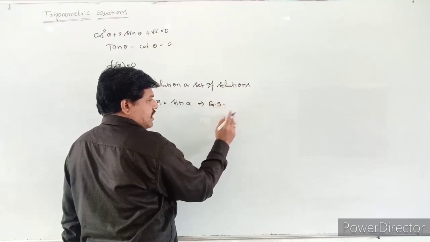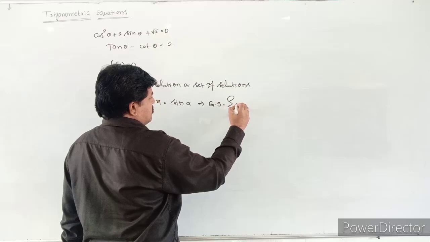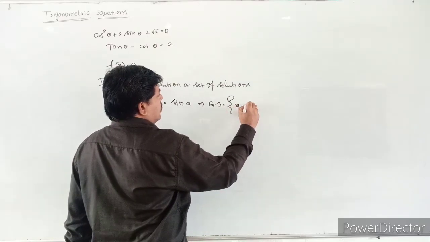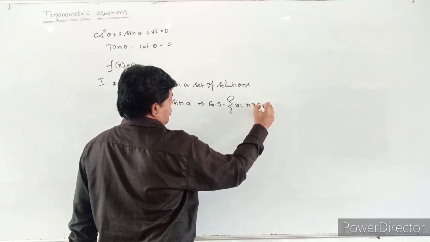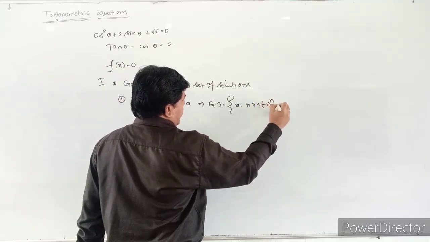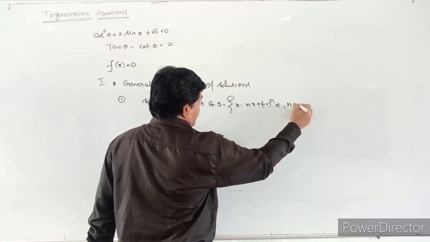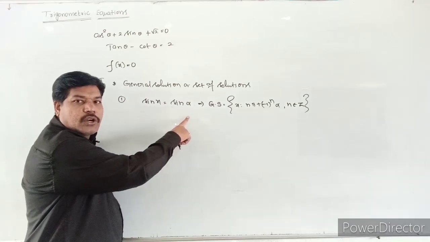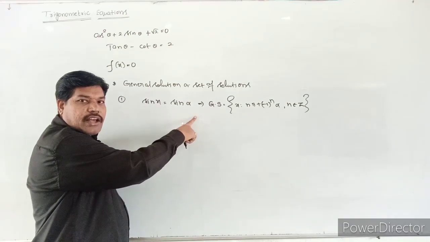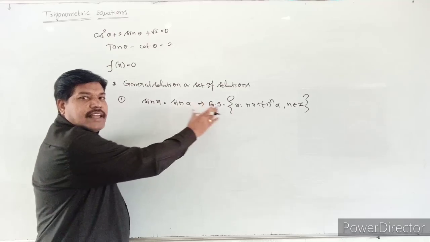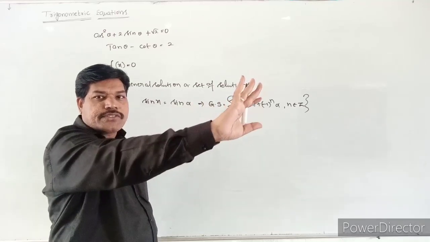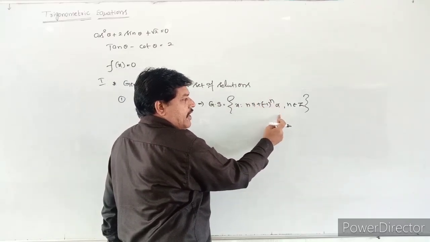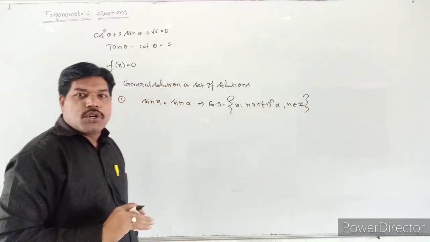The general solution is x such that x = n pi + (-1)^n alpha, n belongs to Z. What is the general solution for sin x = sin alpha? If the equation is in this form, then the general solution, the set of all solutions, is n pi + (-1)^n alpha, n belongs to Z.